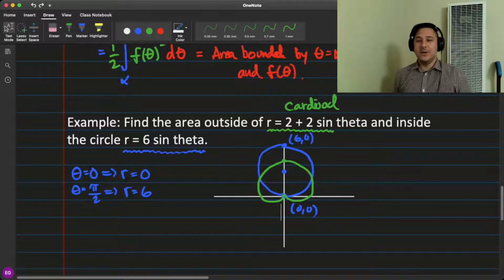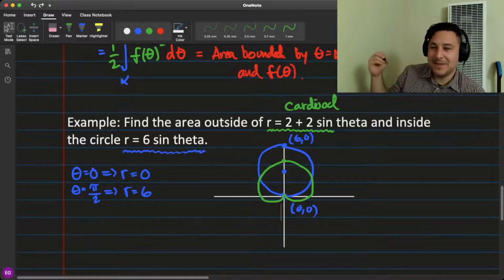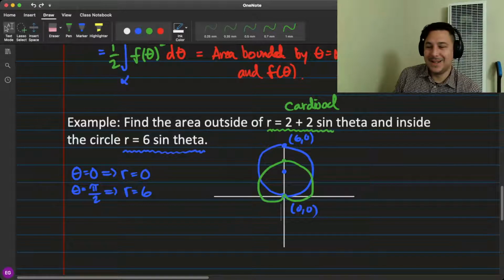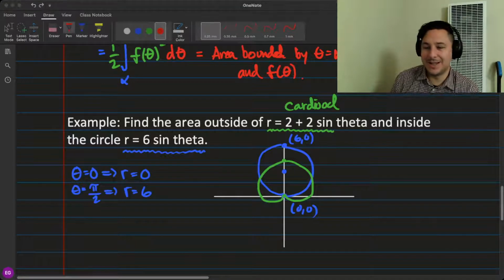Okay, so what region are we interested in? What does it have to be? Yeah. How do you describe it? What's the description for it? It needs to be what?